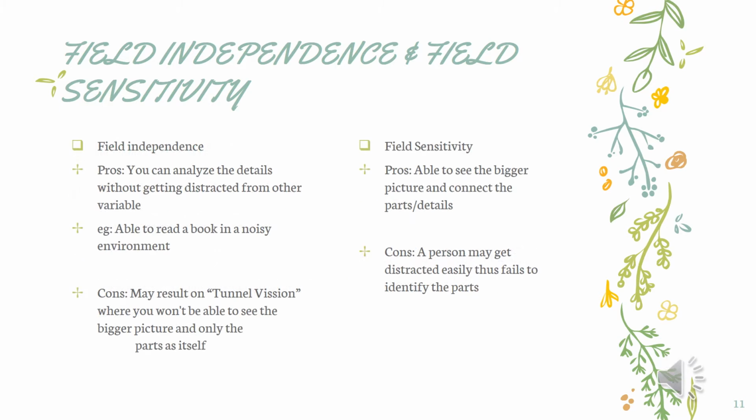Next are the pros and cons of field independence and field sensitivity. Field independence: the pro is you can analyze the detail without getting distracted by other variables, for example, the ability to read a book in a noisy environment. The con is it may result in tunnel vision, where you won't be able to see the bigger picture, only the part by itself. The pro for field sensitivity is you are able to see the bigger picture and then connect the detail. The con is a person may get distracted easily, thus fail to identify the part.